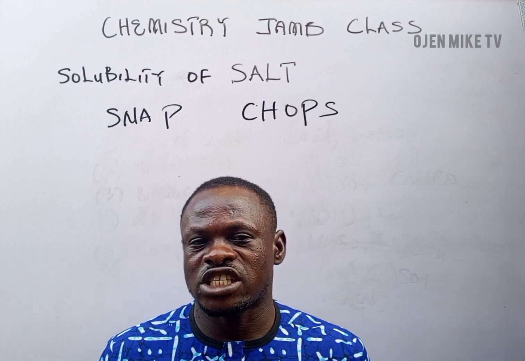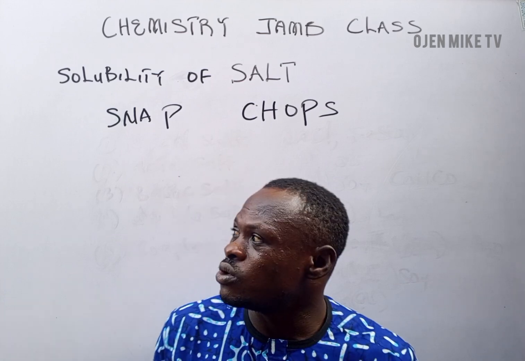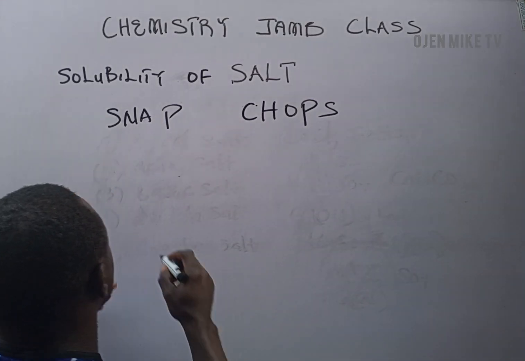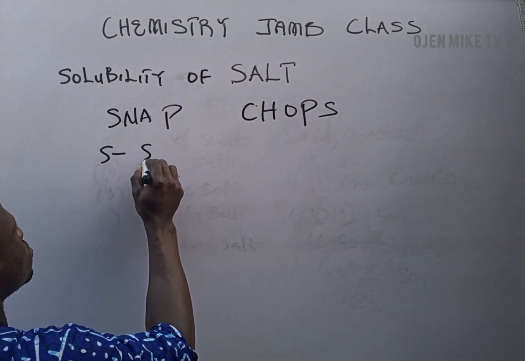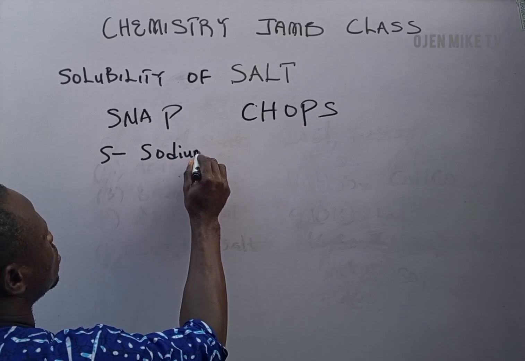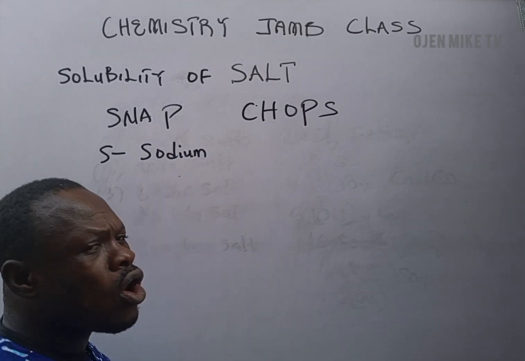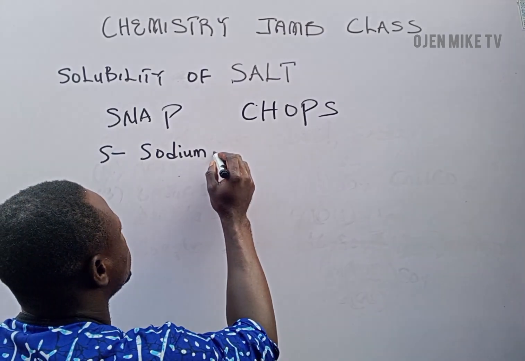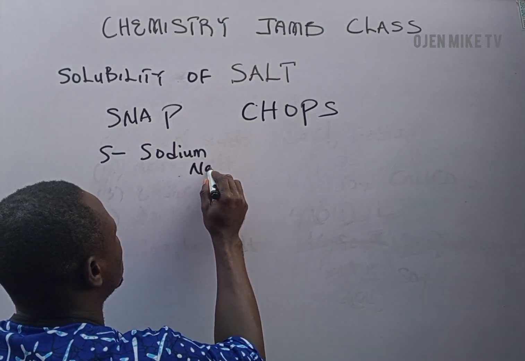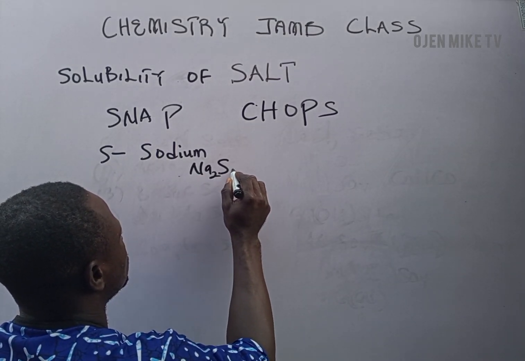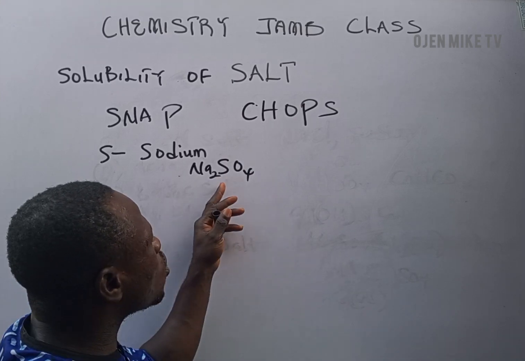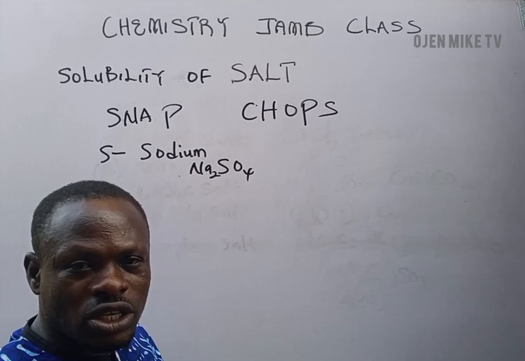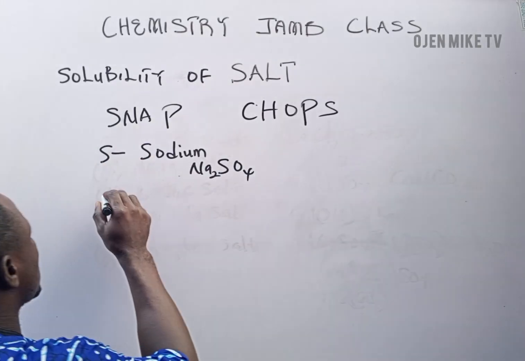Now there are also exceptions which I'm going to give you in this video. What do you mean by snap? S stands for sodium. It means that all salts that contain sodium are soluble. For instance, I write something like NaSO4. This salt is soluble. Any salt that contains sodium is soluble.